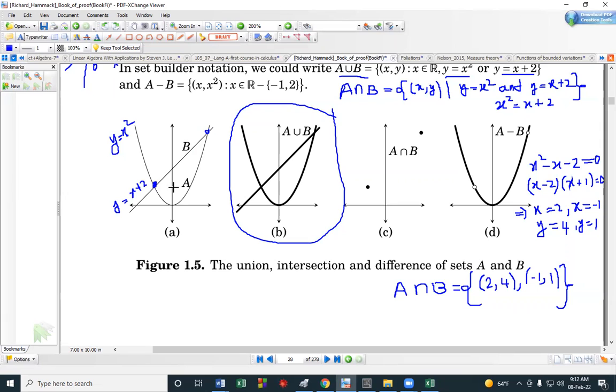Pictorially, these are the two common points on the two graphs. So these are the two points in the intersection.